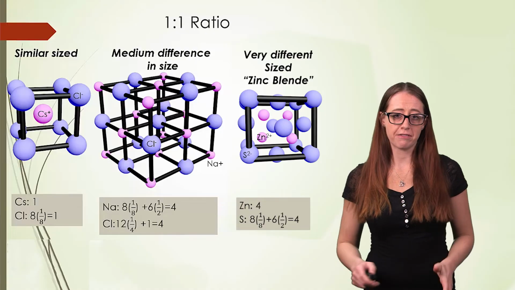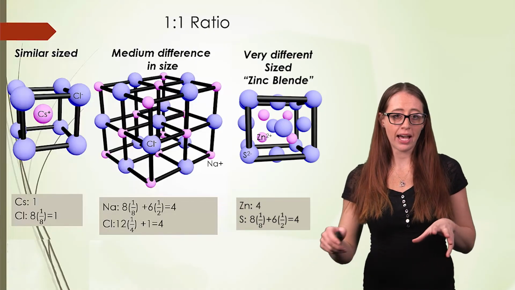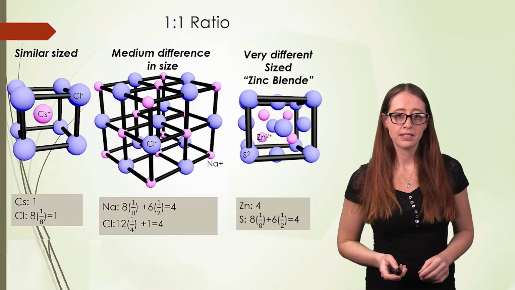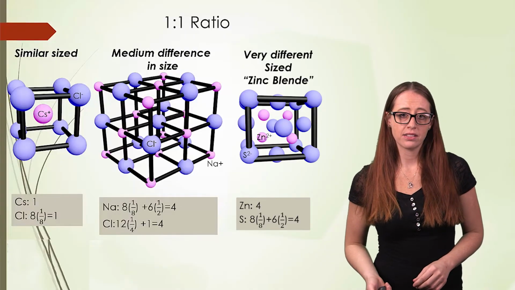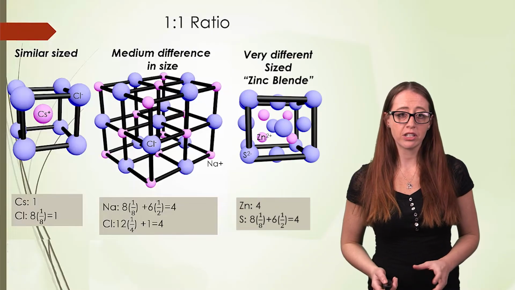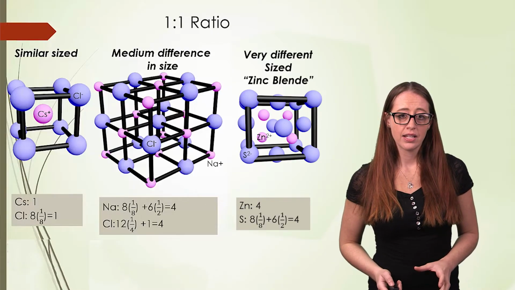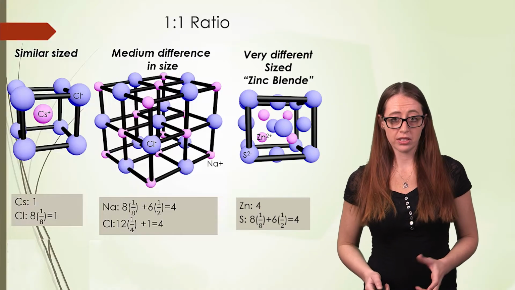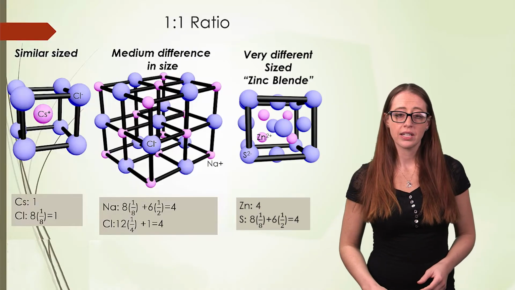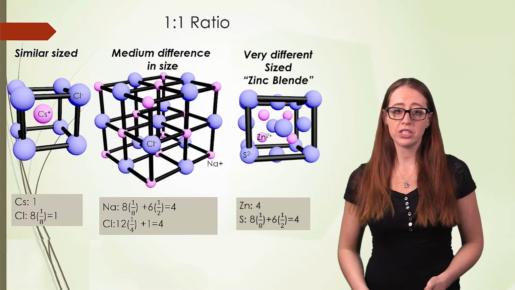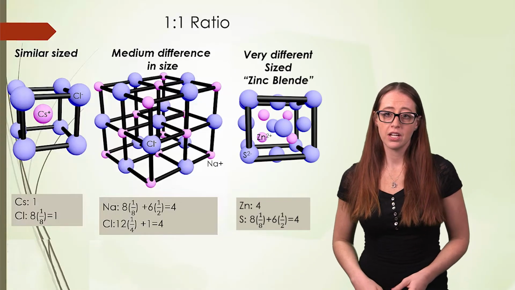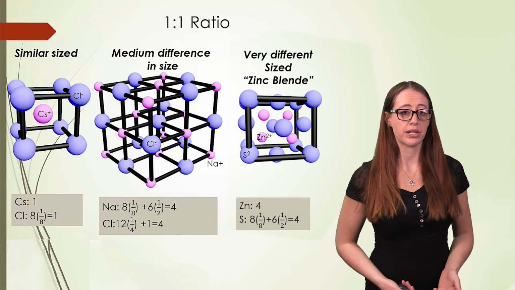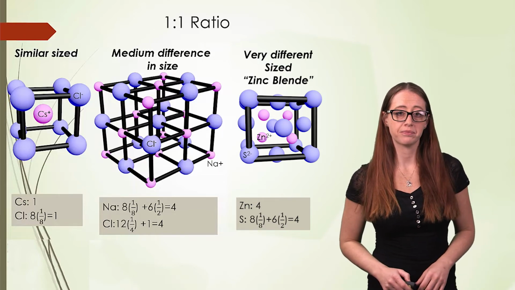This is sort of like a face-centered cell, but with 4 atoms in the alternating holes that would come from a face-centered. The zinc ions are all within the cell, so there are 4 of them. The sulfur atoms have 8 on corners, which contribute 1/8 each. And then there are 6 on the faces, which each contribute 1/2. So this, once again, gives us 4 of each atom, or a 1-to-1 ratio of zinc and sulfur.